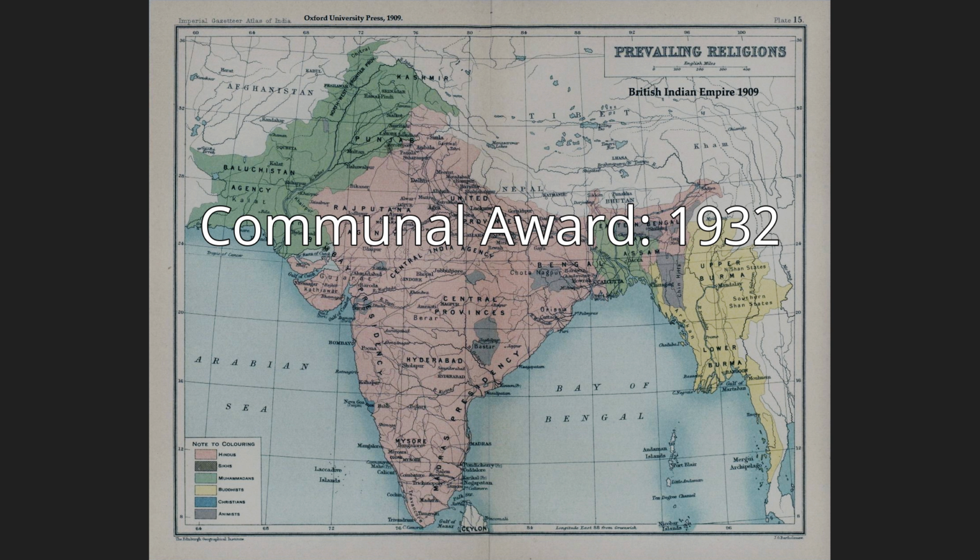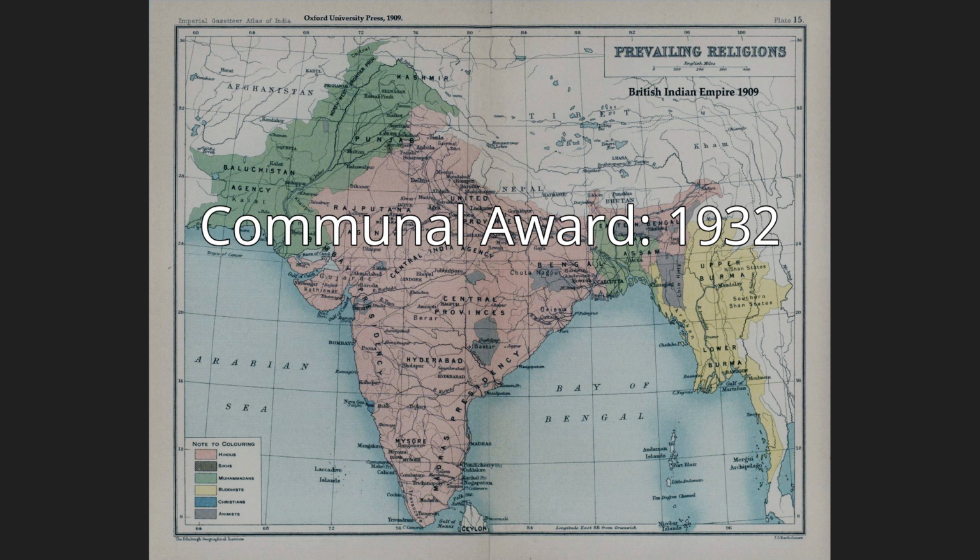Communal Award 1932. MacDonald, trying to resolve the critical issue of how Indians would be represented, on 4 August 1932 issued an award granting separate electorates for Muslims, Sikhs, and Europeans in India, and increased the number of provinces that offered separate electorates to Anglo-Indians and Indian Christians.